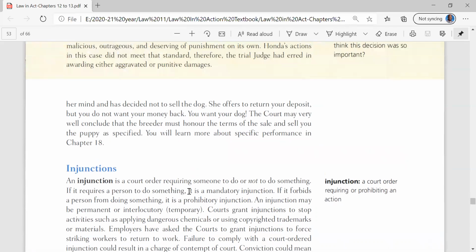The next one is called injunctions, the court requiring a prohibition of an action. An injunction means if he has a company that's been doing this, the court could say, you can't have any more businesses operating that way. We can actually stop you.